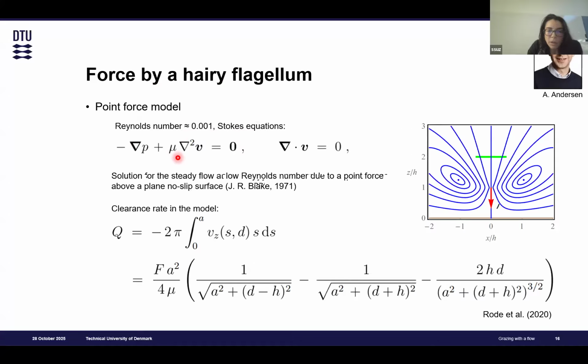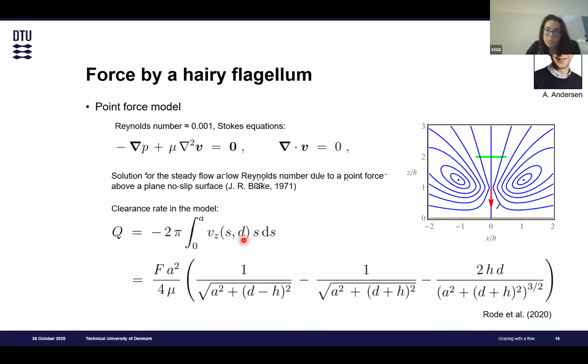And then Blake derived an equation of a flow generated by a point force that was close to a wall. From that equation, one of my colleagues was able to derive an equation calculating the flow passing through a clearance disk. So this theoretical disk where all the particles passing through will be potential food. And he derived this equation, where Q is the clearance rate.